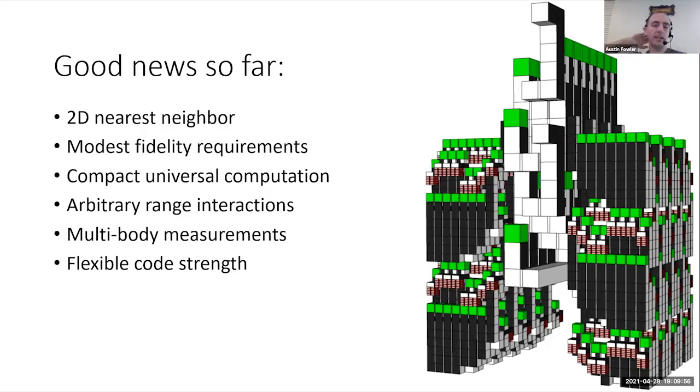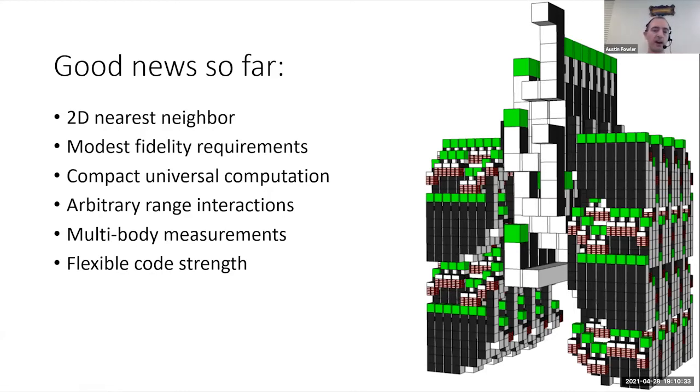Sure. So at this point, we've stayed firmly in theory land, and here is an example of a multi-layer distillation circuit, just for eye candy. So what do we have so far? Physically, it's a 2D nearest neighbor architecture, which is very desirable for many solid-state implementations. Modest fidelity requirements. We have the ability to do very compact universal computation with arbitrary range interactions. You also see on the right an example of the flexible code strength. If some parts of the algorithm require more error correction than others, as you can see in this diagram, you just make them bigger. So it's a very, very flexible code.